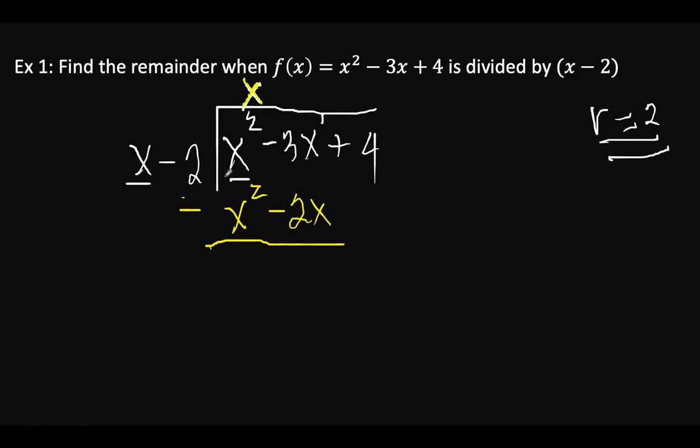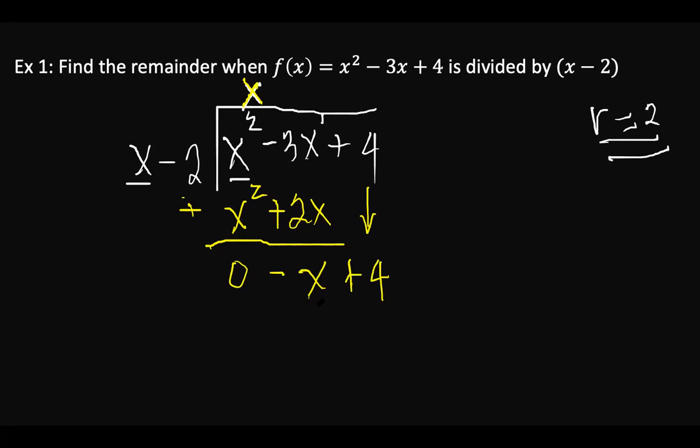Okay, and let's subtract. X squared minus x squared is 0. Negative 3x minus negative 2x, this becomes positive, right? Okay, this becomes positive. So negative 3x plus 2x, that's negative x. And let's bring down the next term. So x plus 4, or negative x plus 4.